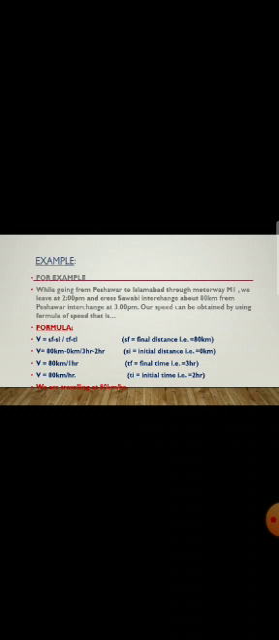So putting these values in the formula, we get v equals 80 minus 0 divided by 3 minus 2. We will get v equals 80 km per hour.